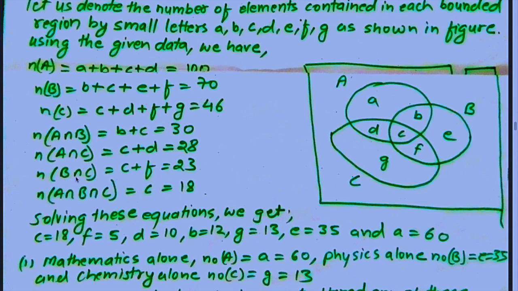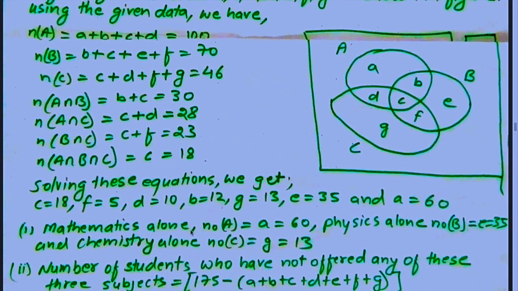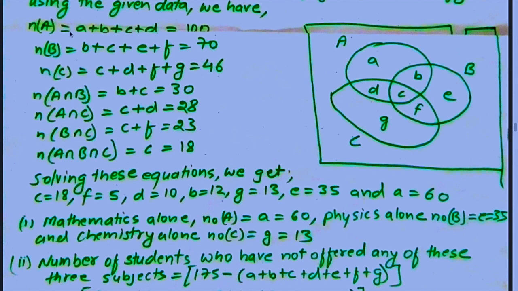Now the intersection of B and C equals C plus F, which is 23. The intersection of A, B and C is C, which equals 18. Now, solving all these equations, let this be equation 1, 2, 3, 4, 5, 6, 7.